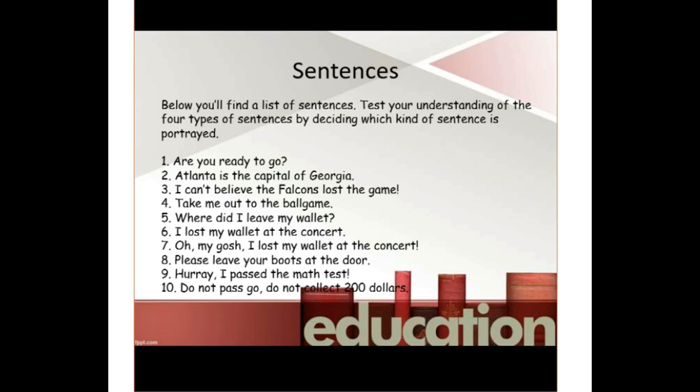Below, you'll find a list of sentences. Test your understanding of the 4 types of sentences by deciding which kind of sentence is portrayed. Time starts now.